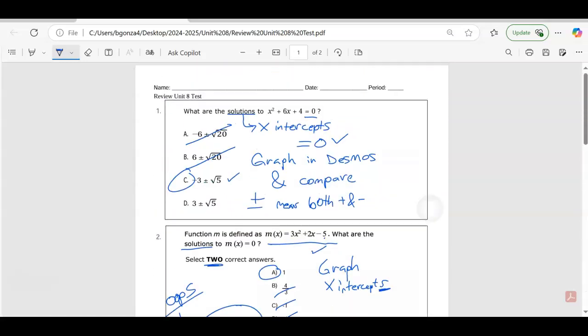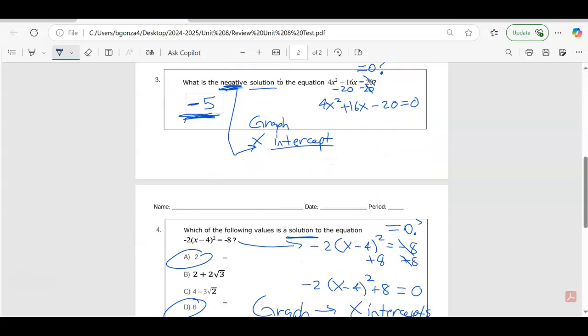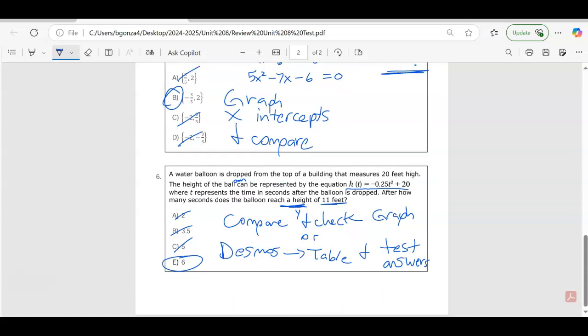But most of this test is doing what? Making sure it equals 0, graphing it, finding the x-intercepts, and comparing it with the answer choices. All right, you can do it.